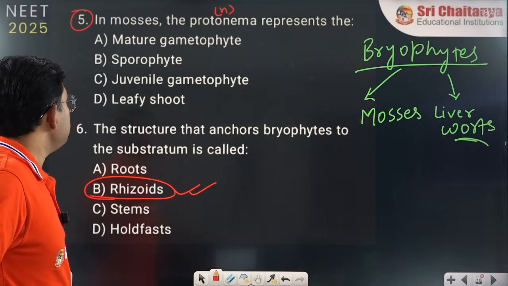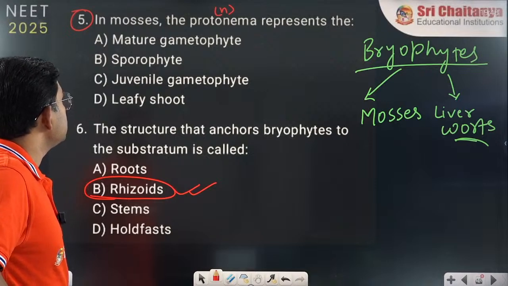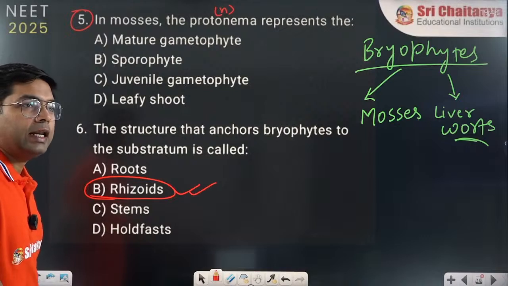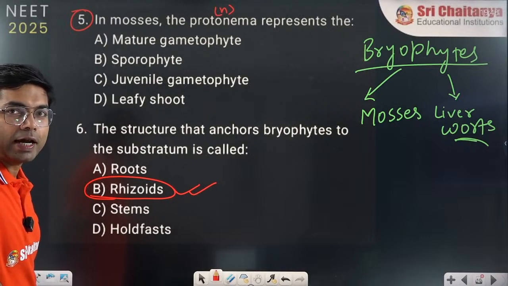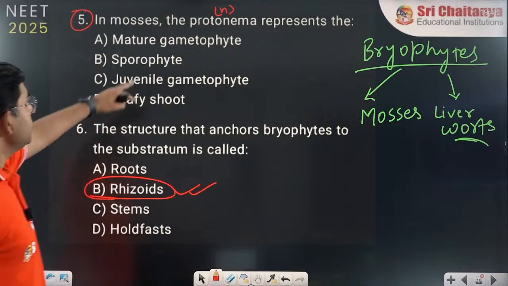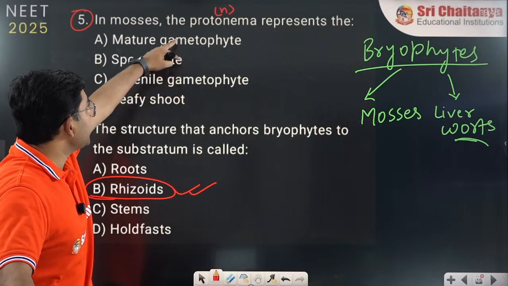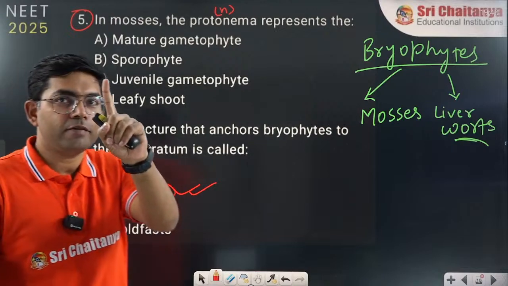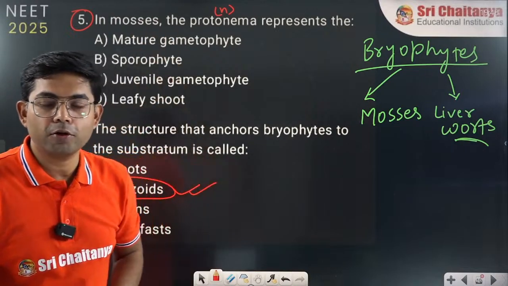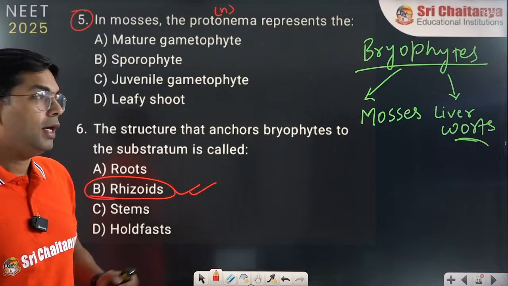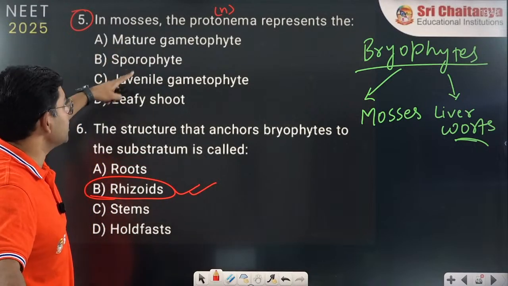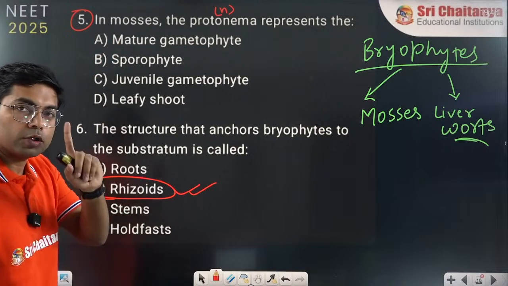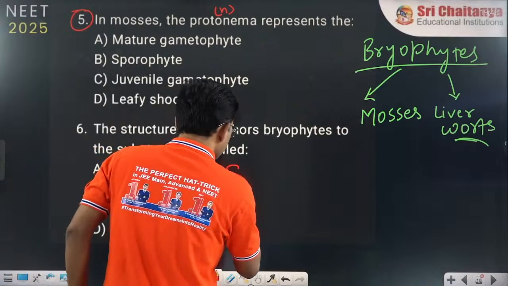Many of you are answering B, A. So now there is a little bit of confusion, right? Because here there are two options which say about gametophyte. Now, if one option would have been gametophyte, then you would have gone to gametophyte. But in gametophyte also you have two options, mature gametophyte and juvenile gametophyte. So remember this, I will note this down.